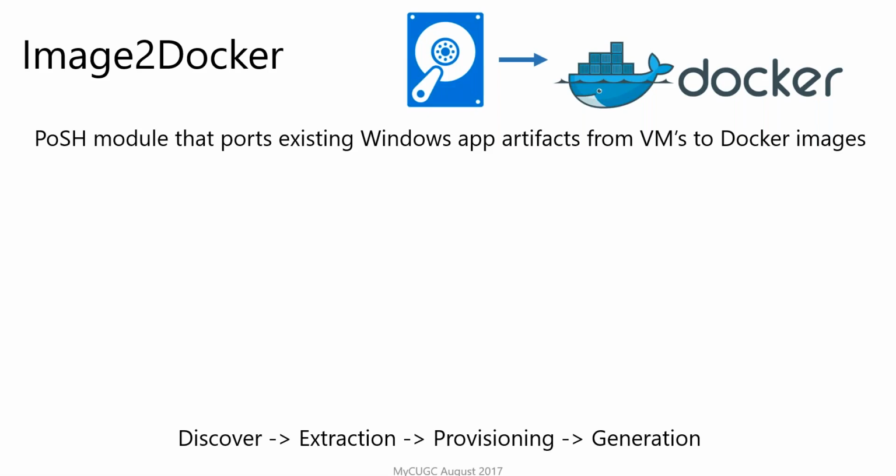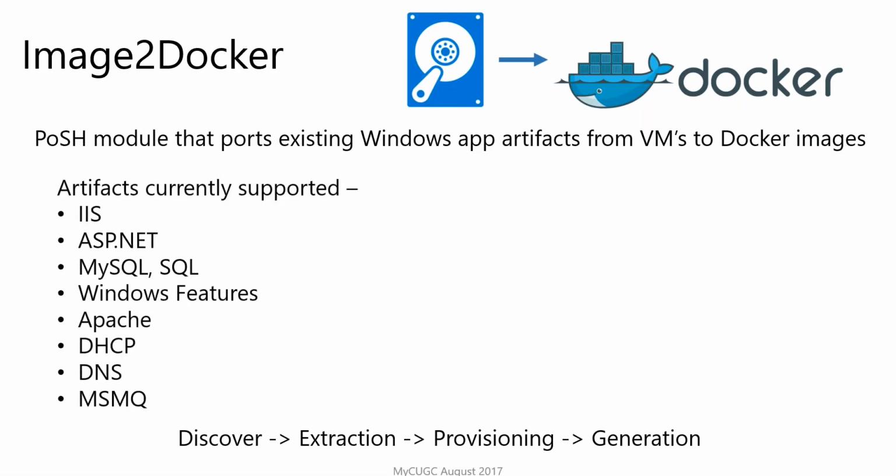So you can run this module and take any of the apps that have artifacts that are IIS, ASP.NET, MySQL, SQL, Windows features, Apache, DHCP, DNS, Microsoft Message Queuing, and use this PowerShell module to create a container right off of it and then run the container. Piece of cake. Really, it's that simple. The question is whether or not the application fits inside of those supported artifacts, because most applications do not. When you get to that, you may have to come up with an alternative, and you'll get to that in a little bit.